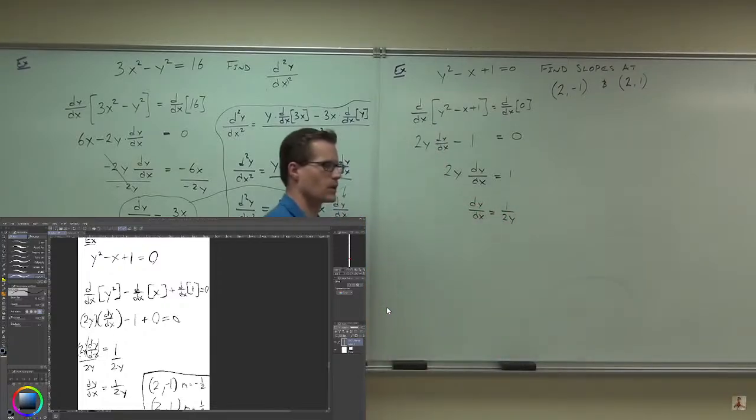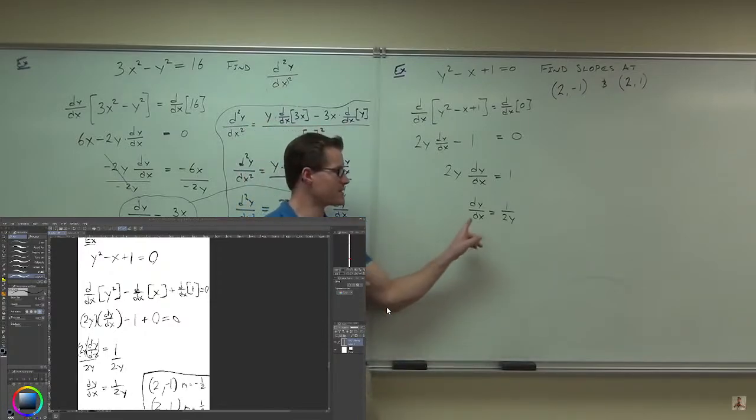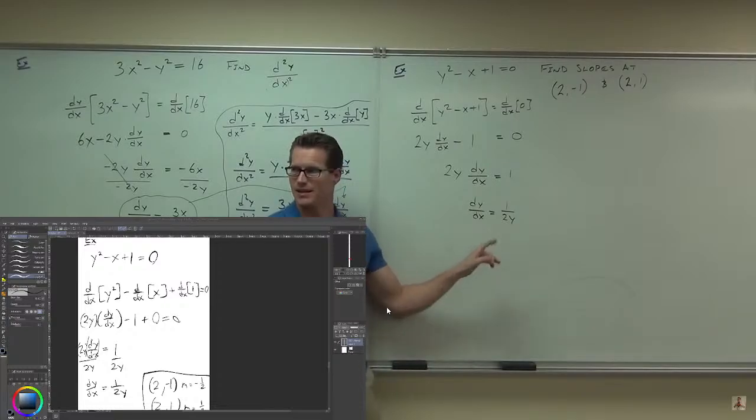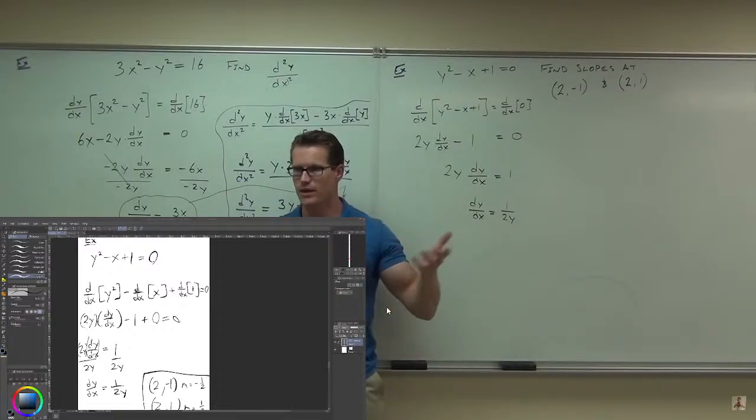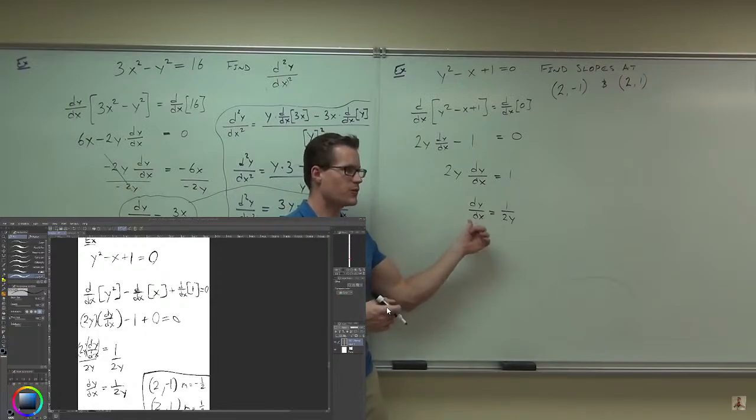What did you just solve for? What is this thing? What is it? That's m. Yeah, that's it. That's slope. That's what that is. So this is a slope function.